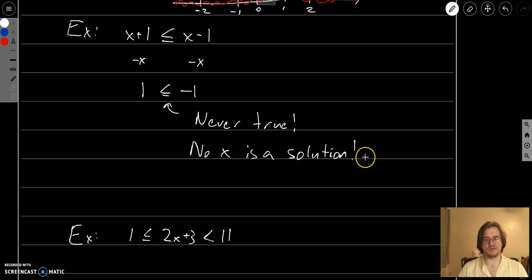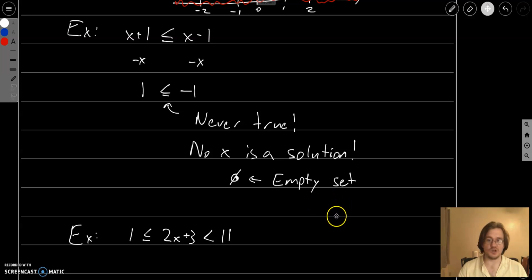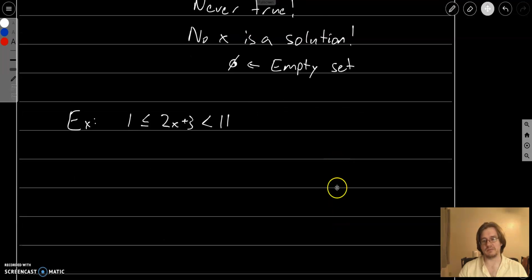So here we would want the empty interval or the empty set. This is the empty set, meaning a set with nothing in it, because there are no solutions. The solution set is just empty. So be careful. You might come across inequalities like this, so you'll just have to recognize: is every x a solution? Is no x a solution? Or is it just some of them?